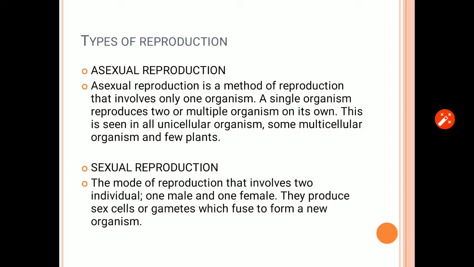Now about sexual reproduction. The mode of reproduction that involves two parental individuals, one male and one female. They produce gametes or sex cells which fuse to form a new organism. You must have read in class 8 that the male and female gametes fuse to form a zygote. The zygote multiplies to form a new organism.